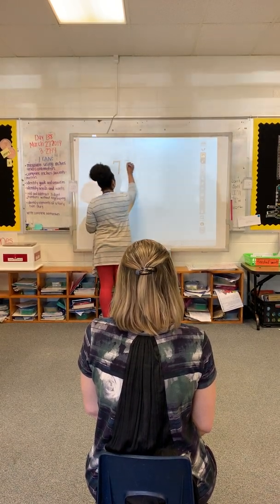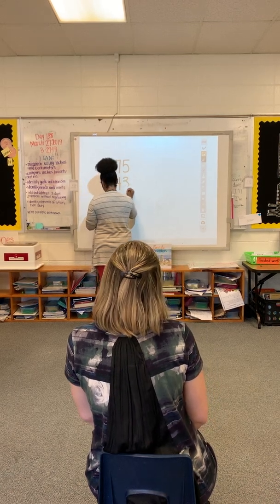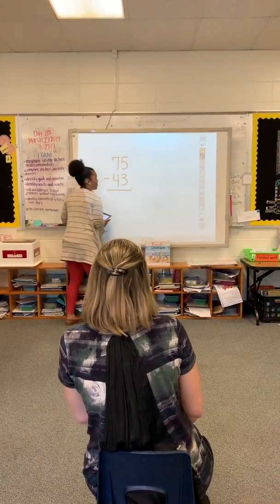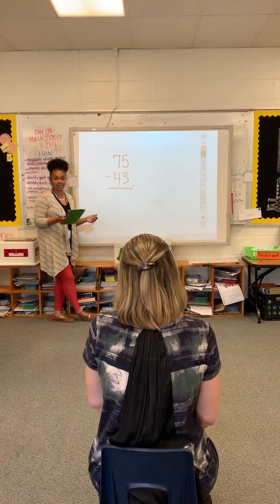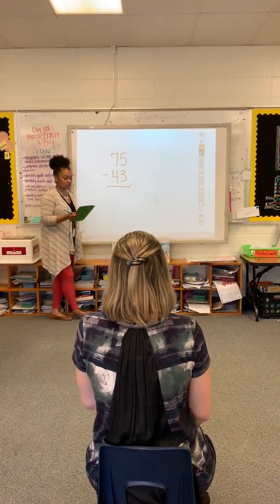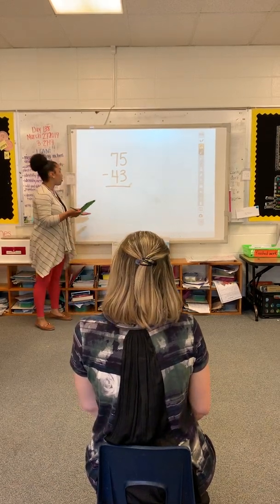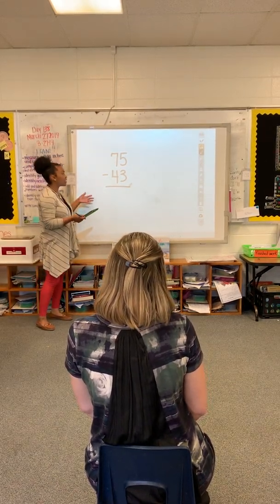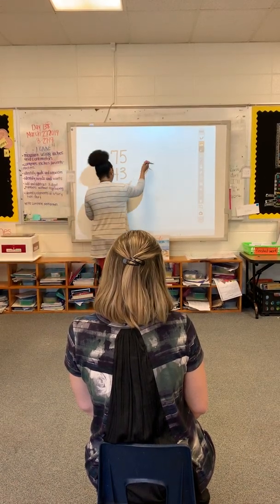All right, so let's look at another one. This time we have 75 minus 43. What number are we starting with in the ones this time? 5. Good. And what are we taking away? 3. Do we need to rename if we take away 3? No. We don't. Good. We don't rename here because we're not taking away more than what we're starting with. Let's do the next one. Y'all are doing a great job.